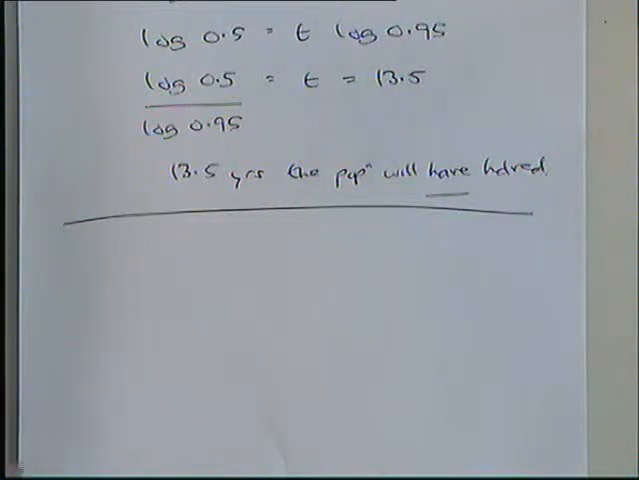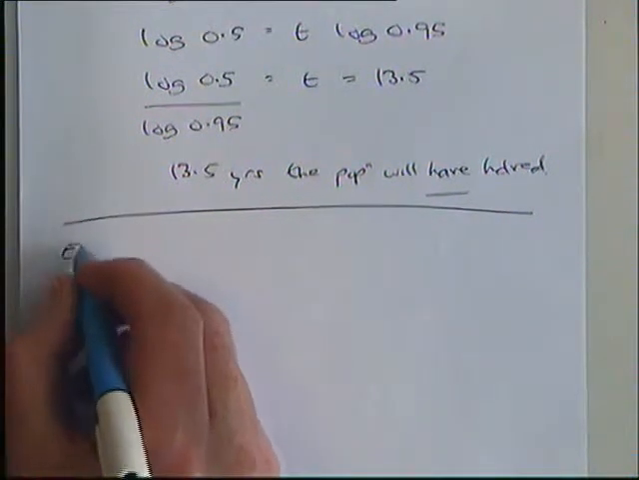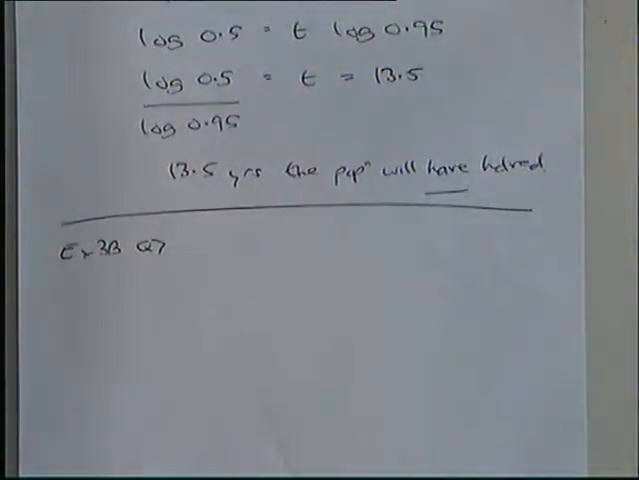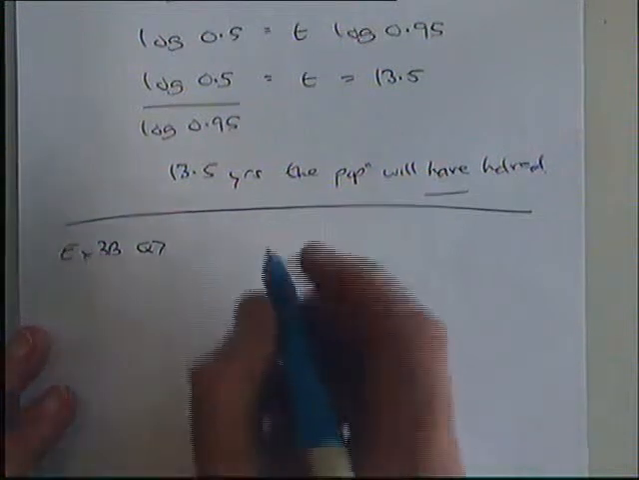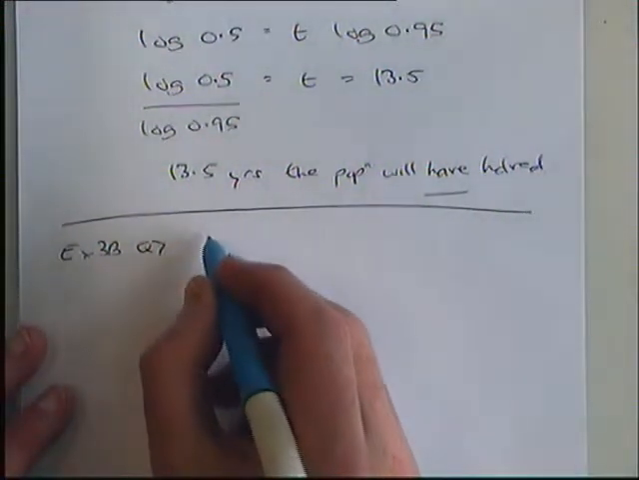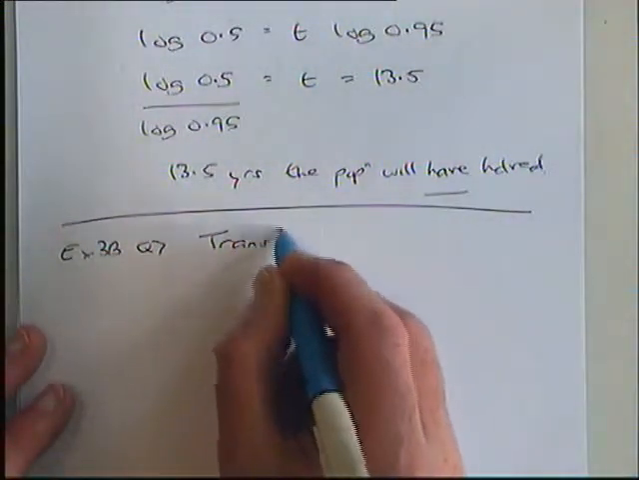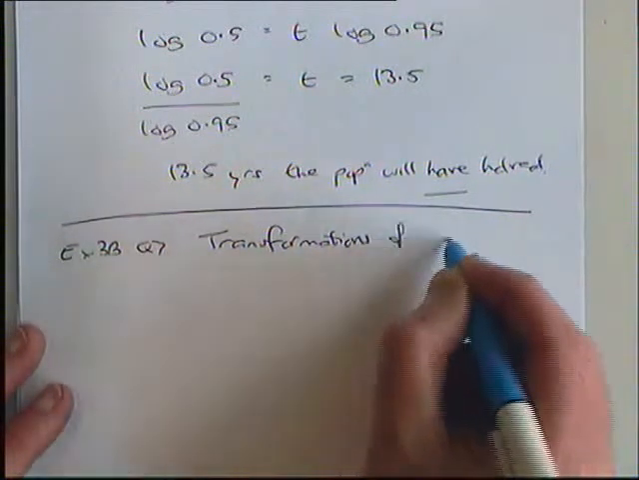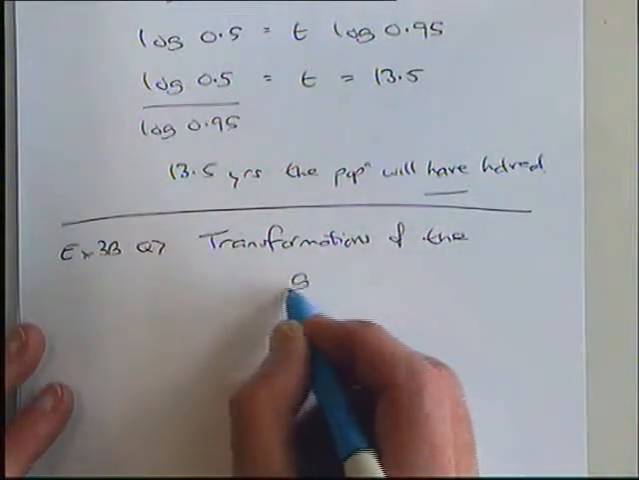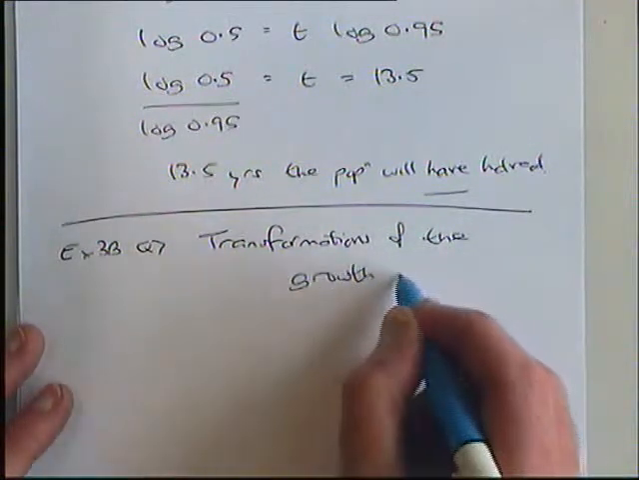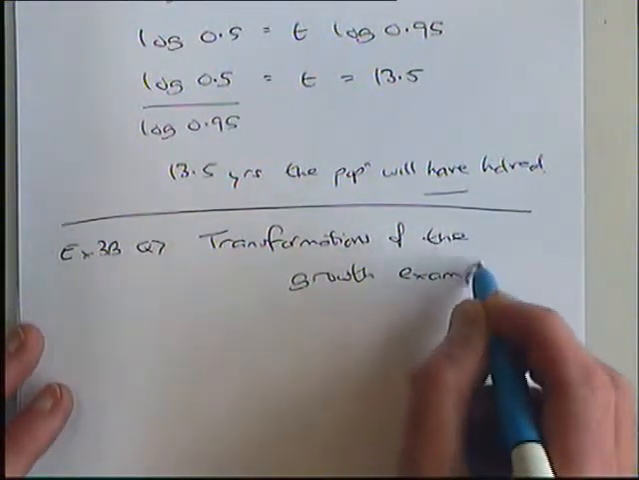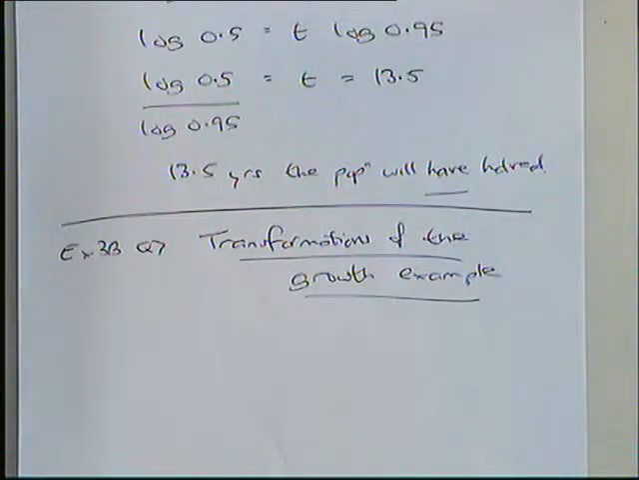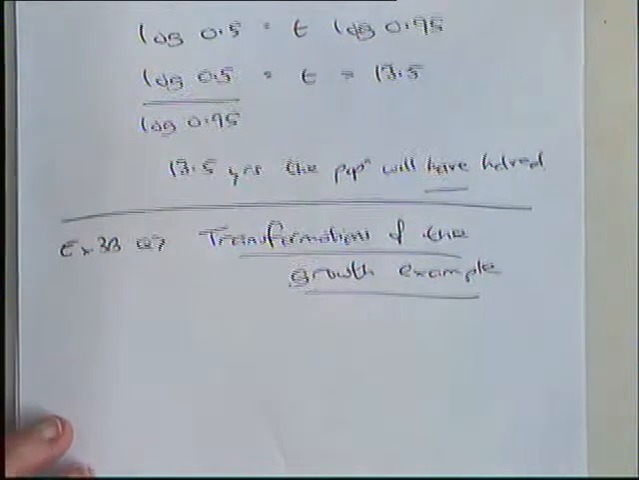So what I'm doing now is preparing you to do exercise 3B question 7 when you come to look at the questions in the book. And this question is on something that they call transformations of the growth graph. I just want to show you an example because it's slightly strange and it doesn't follow the same sort of logic as the rest of the chapter does.